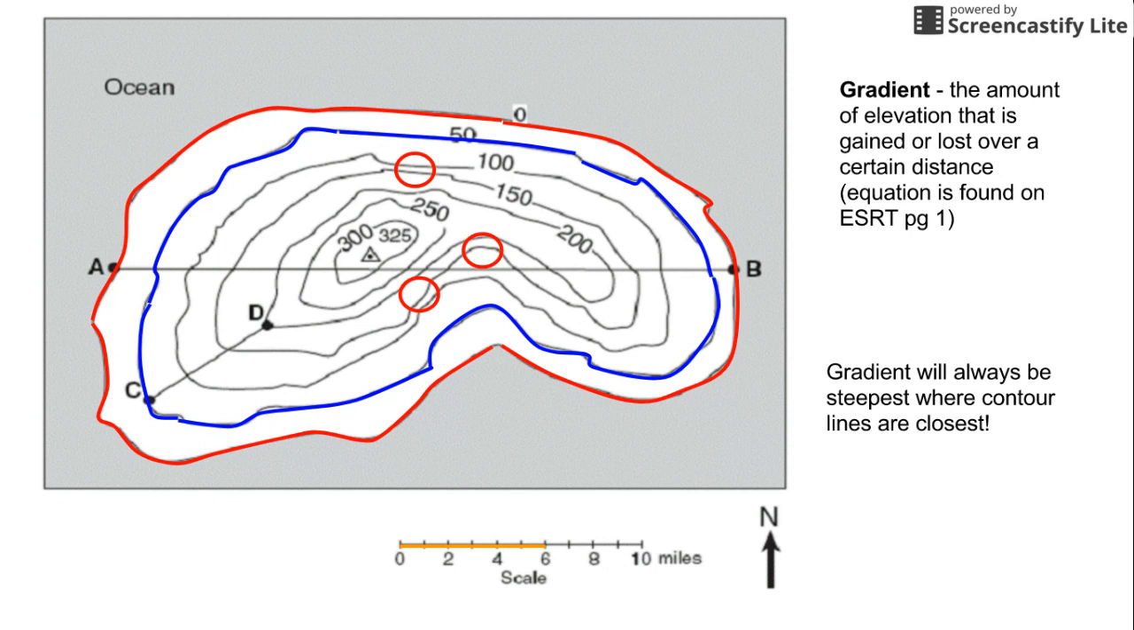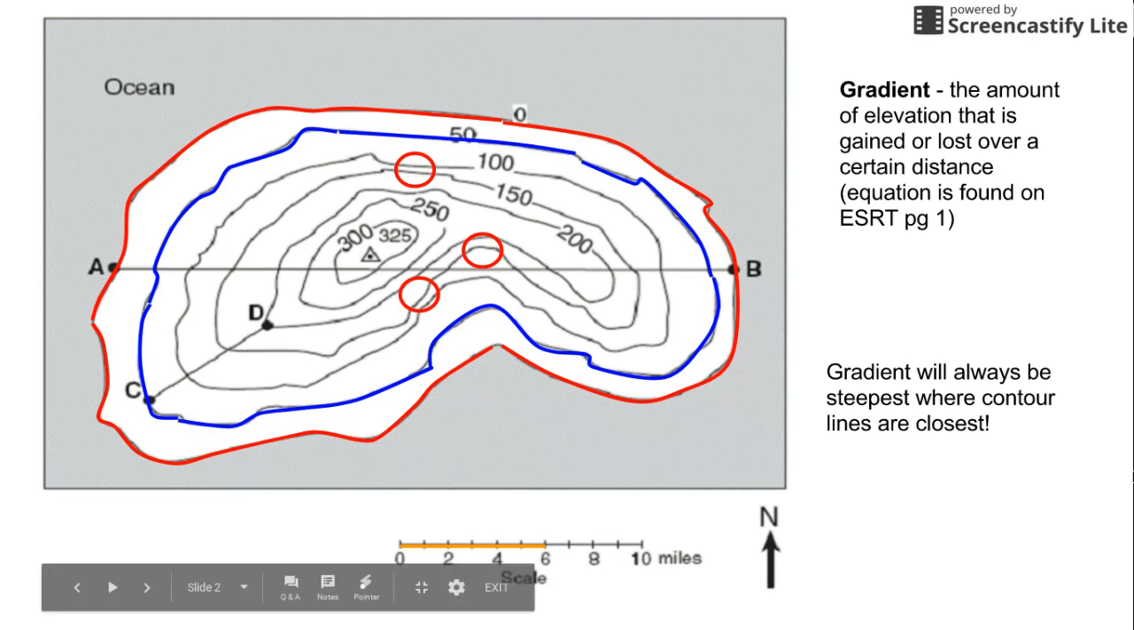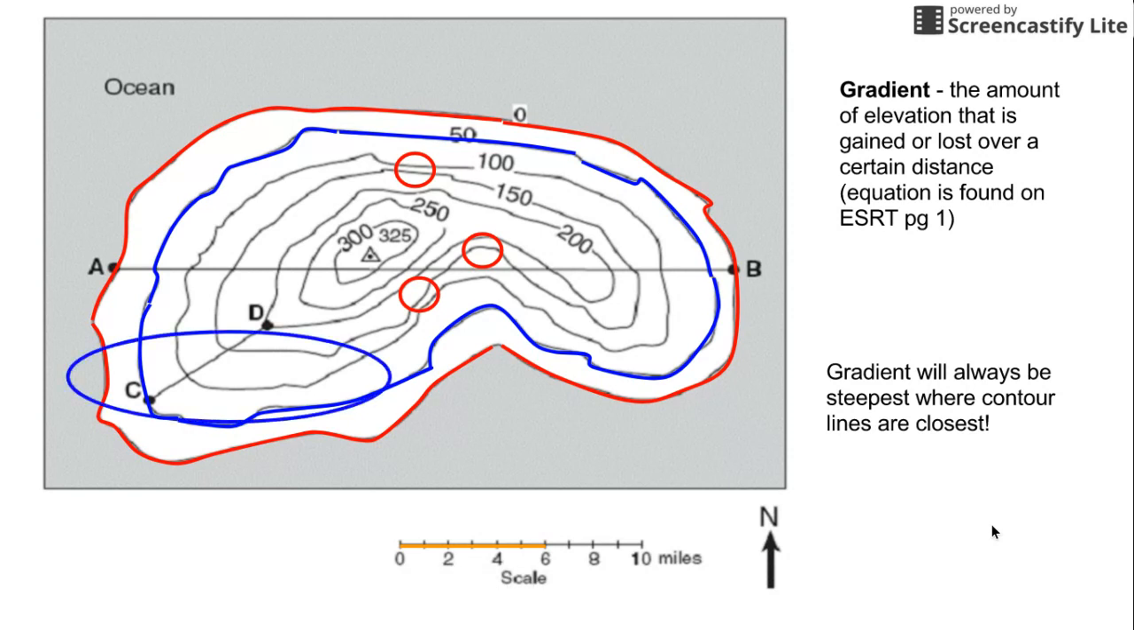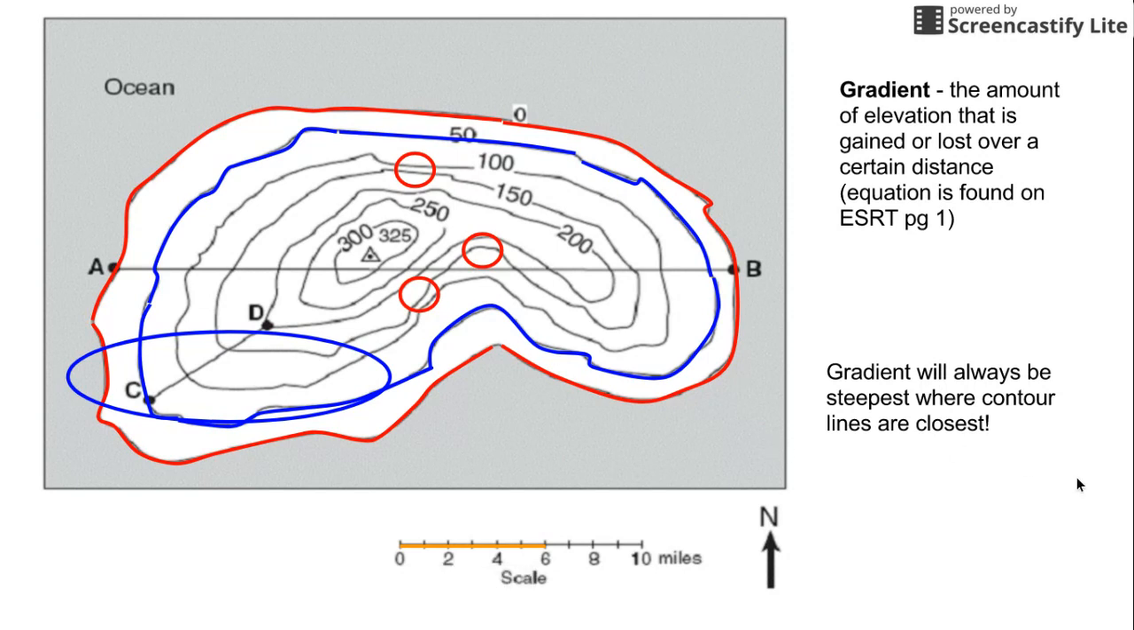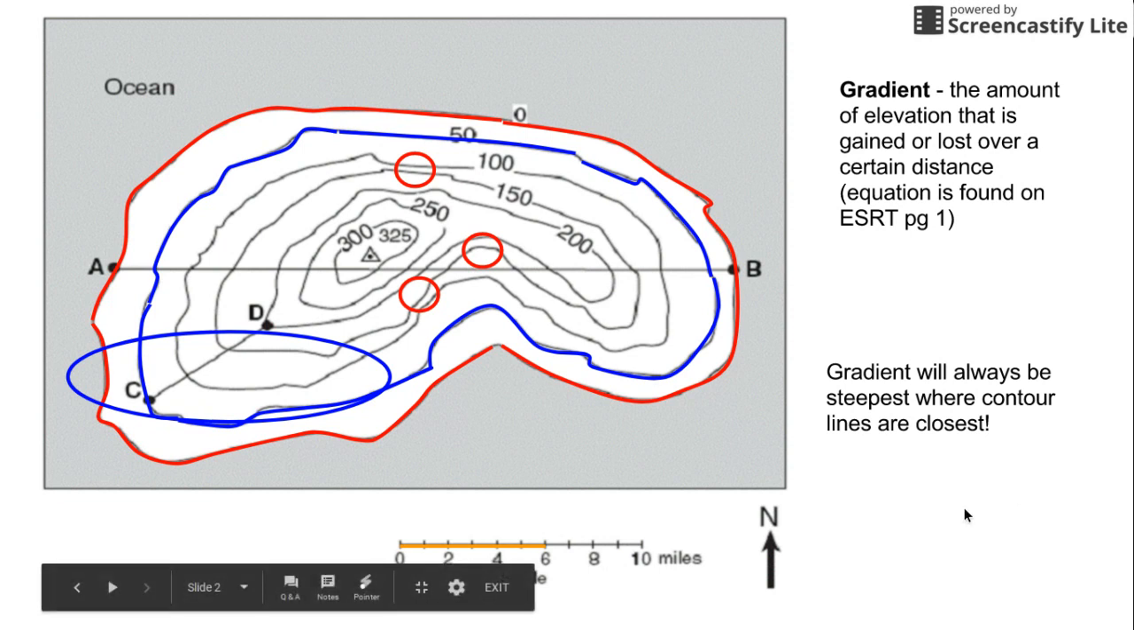And if you want the easiest route up and want to find the most shallow, or least steep, part of the mountain, you want to look for where the lines are spaced further apart, like right over here. The lines have nice wide spaces between them, and that's a very shallow gradient. So that's it for topographic maps. There is more to these, but this is a great starting point for our first lab for topographic maps.